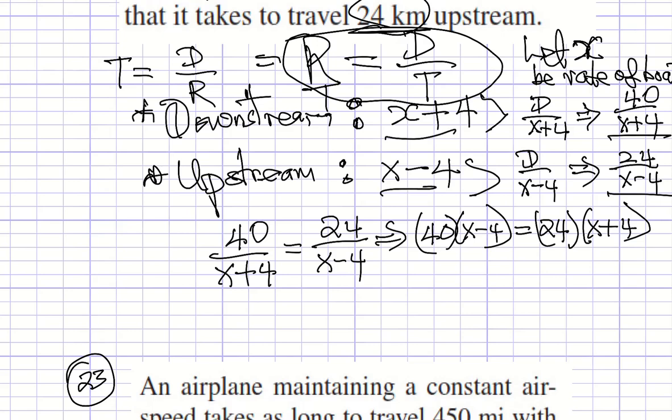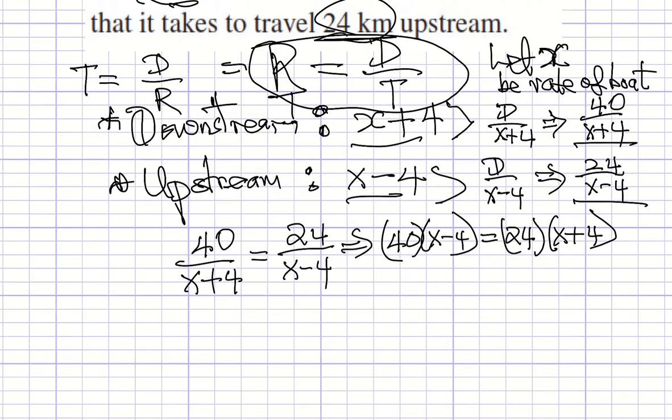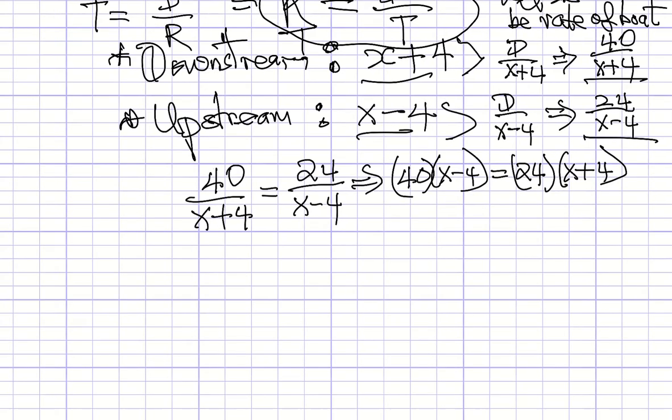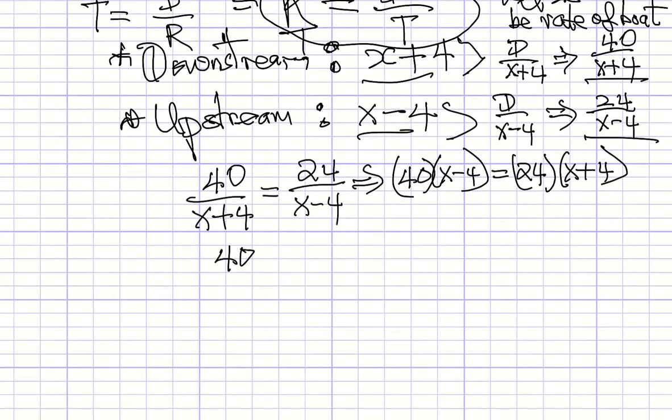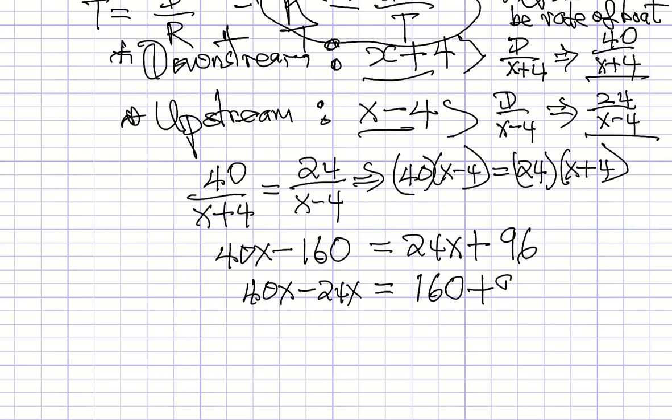Let's solve that. Actually, I didn't give myself enough space. Don't worry, I'm going to make space now. Okay, so we'll solve that. We multiply things out, we get 40x minus 160, okay, is equal to 24x plus 96. Alright, so you gotta move things around. We say 40x, bring 24x over here, minus 24x is equal to, take 160 to the other side, it changes sign, plus 96. You see that?